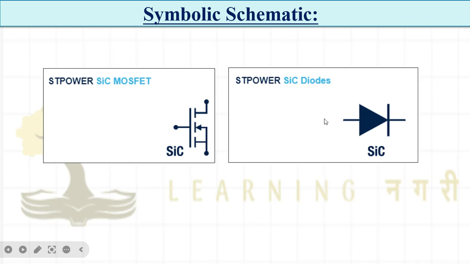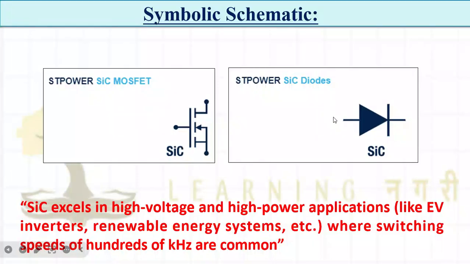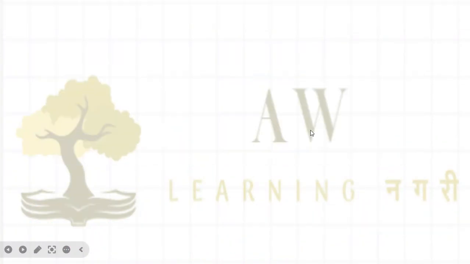So they are the same. The second thing is, I have already told you this, our key point, that silicon carbide excels in high voltage and high power applications like EV, inverter, renewable energy systems, etc., where the switching speed is hundreds of kilohertz. They use hundreds of kilohertz switching frequency, but do not go into megahertz. They have very high voltage and high power applications where we can use these devices. So we will move forward.